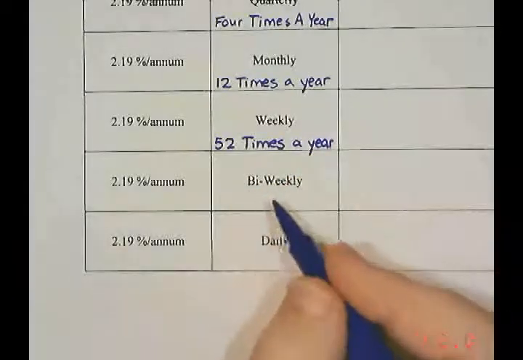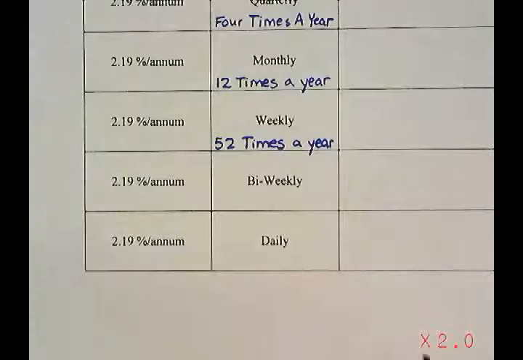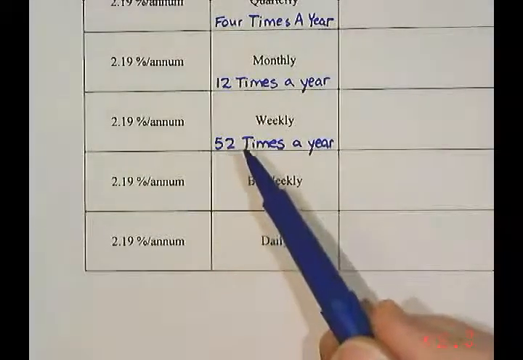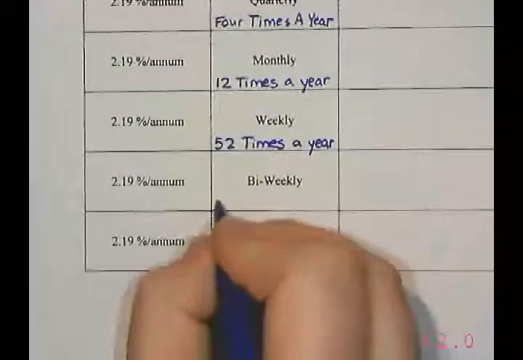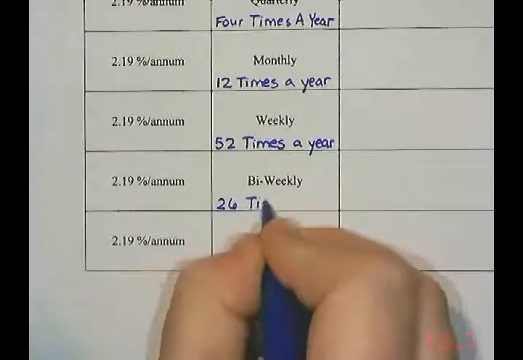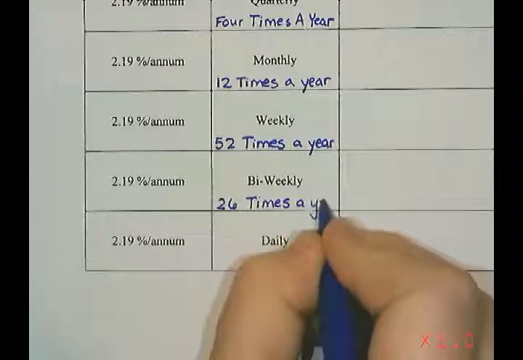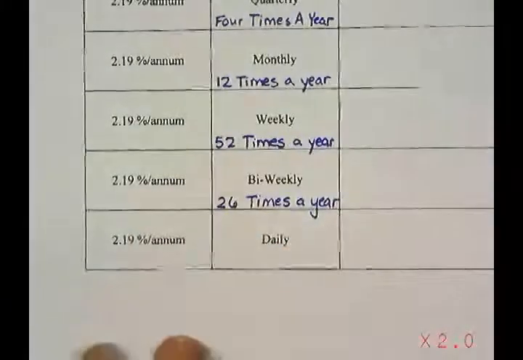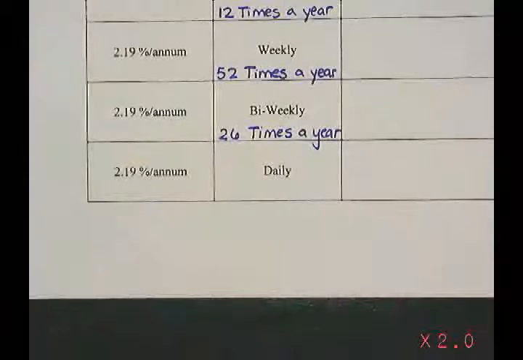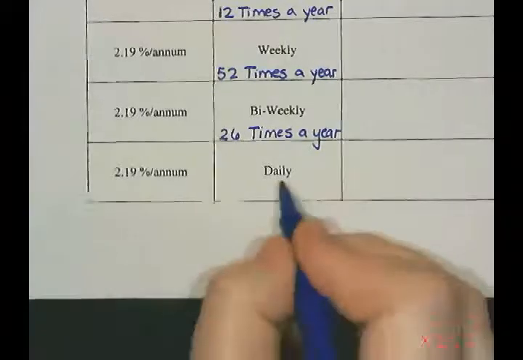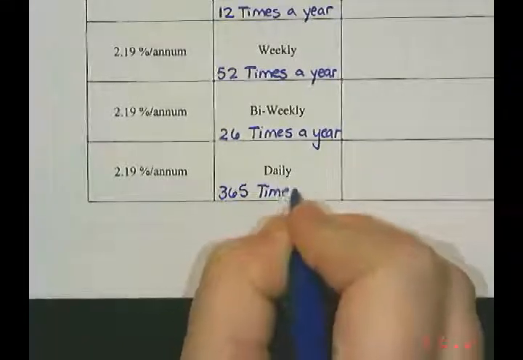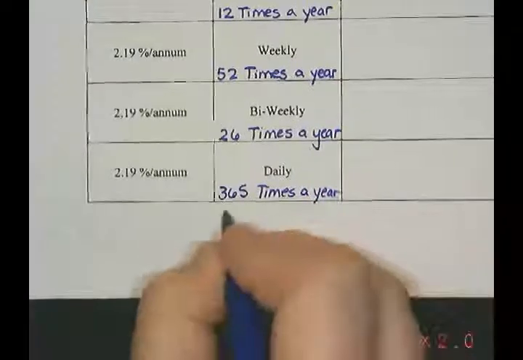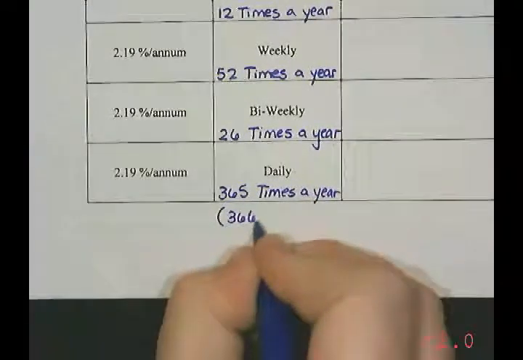Now, bi-weekly means every other week. So if I have 52 weeks in a year and we're doing it every other week, we would take 52 divided by 2 and get 26 times a year. And then daily, in an average year, there are 365 days a year. There are 366 if it happens to be a leap year. But if it's just a regular year, we're going to say that that would be 365 times a year. And I will make a note that it is 366 in a leap year.